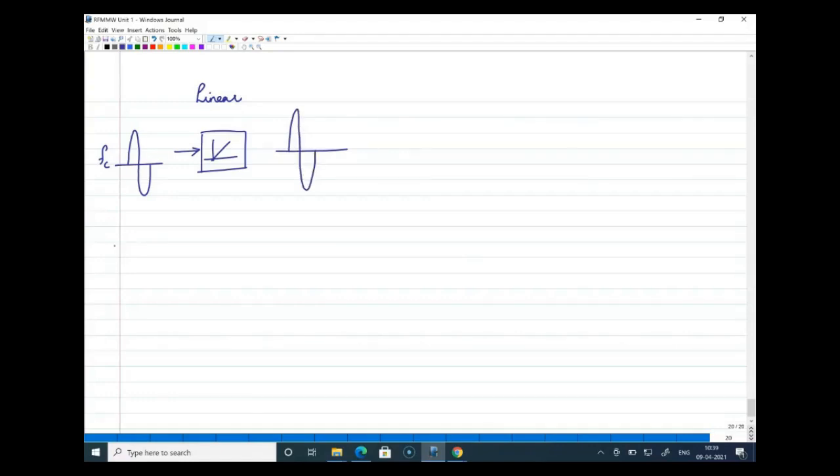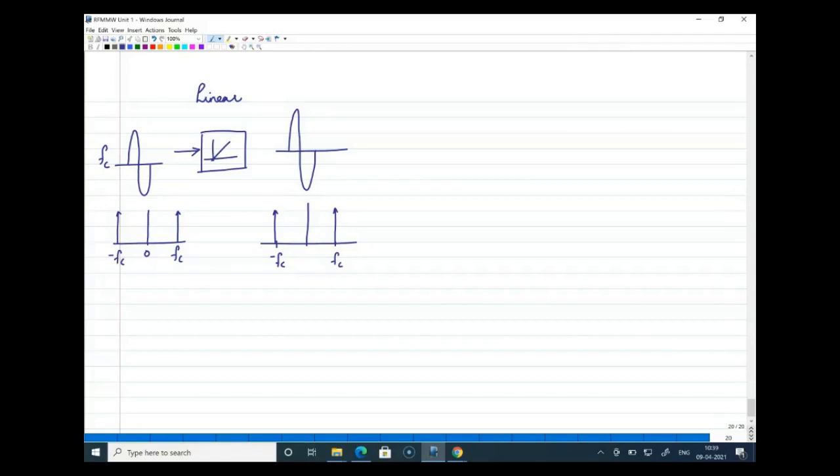If I look at the spectrum at the input, I'm considering it as a pure cosine signal, so fc and minus fc, and I do believe that you understand what a negative frequency means. So this is the input. Since the system is linear, even at the output you will see only components at fc. That is what we just saw in the case of an ideal mixer.